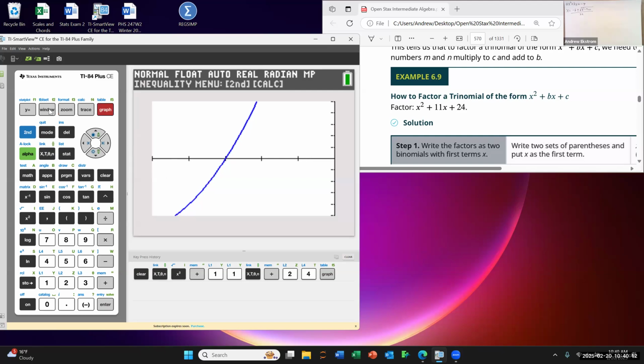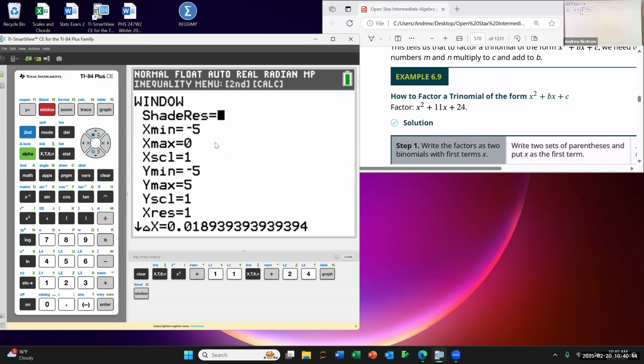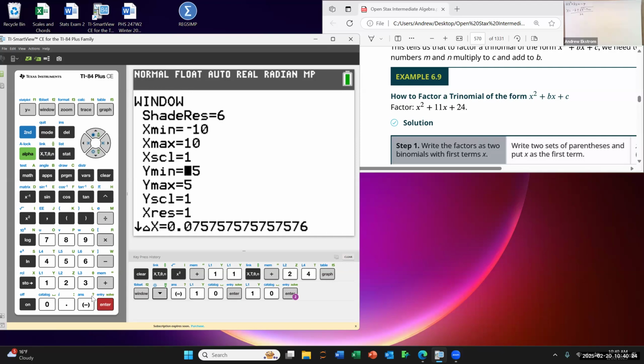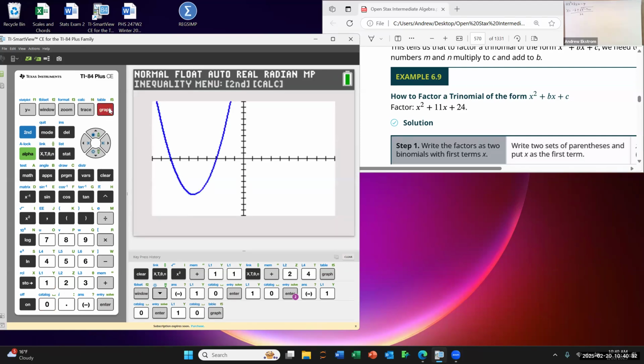And this is zoomed in way too far. So let's change these from negative 10 to 10. Then change these again from negative 10 to 10. Try and graph that again. And this is what the graph looks like.